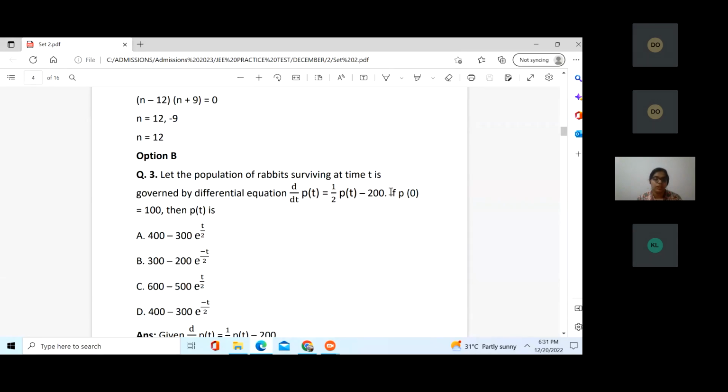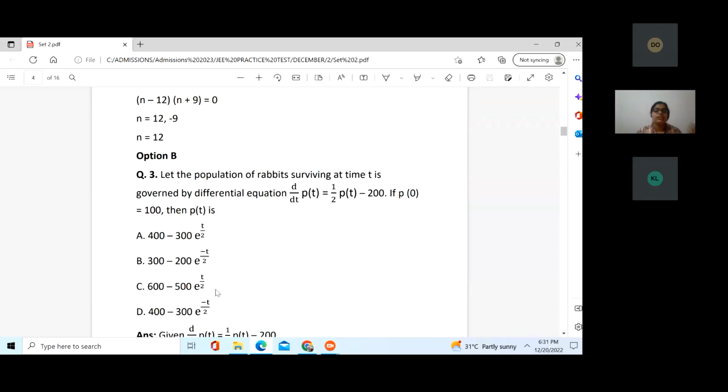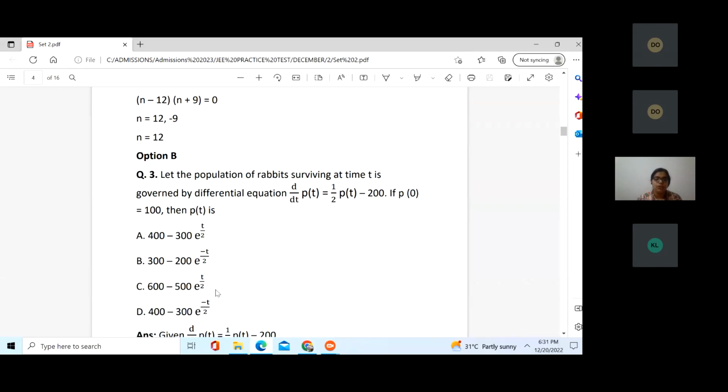Let the population of rabbits surviving at time t be governed by the differential equation d by dt of p of t equal to 1 by 2 into p of t minus 200. They have given p of 0 equal to 100. Then what's the value of p of t? Option A is 400 minus 300 into e raised to t by 2. Option B is 300 minus 200 e raised to minus t by 2. Option C is 600 minus 500 e raised to t by 2. Option D is 400 minus 300 e raised to minus t by 2.